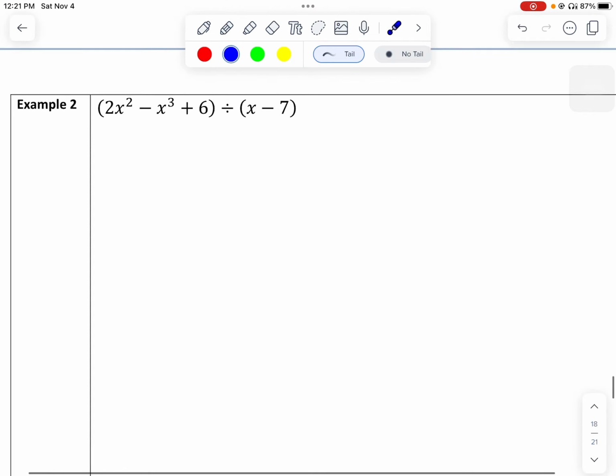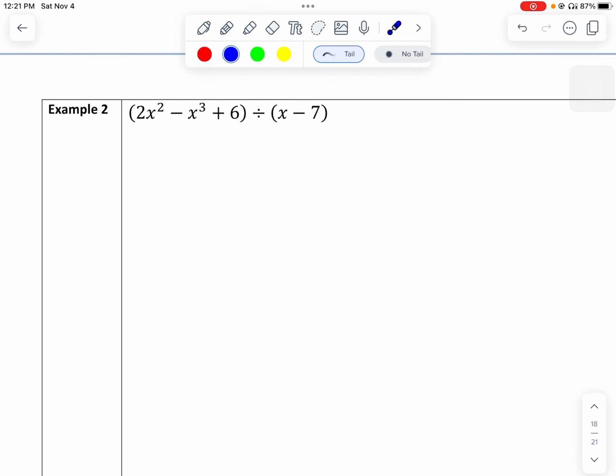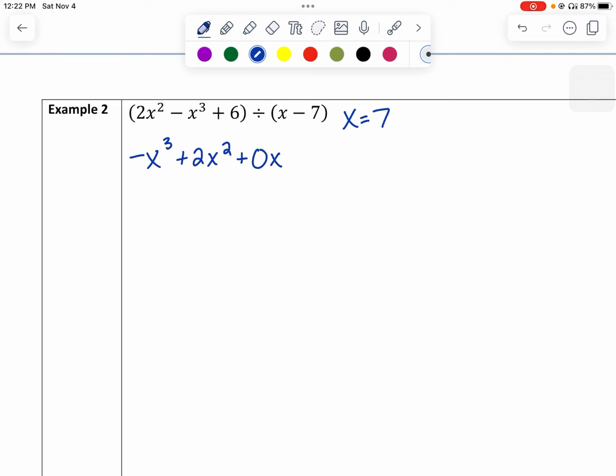Let's do it again. If we're dividing here, we ought to be a little bit careful. We're dividing by x minus 7, so that means we're going to use when x equals 7. And for synthetic division, remember, it has to be in standard form, so I have to rearrange this a little bit. Negative x cubed would come first, then 2x squared, and then I'd have to put in a 0 for the x spot, and then a 6. It has to be in order, and you have to have every spot from highest exponent down to your constant term. So then we're going to put in 7, and the coefficients are -1, 2, 0, 6.